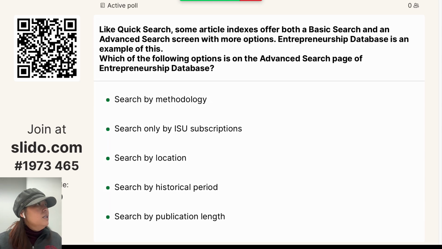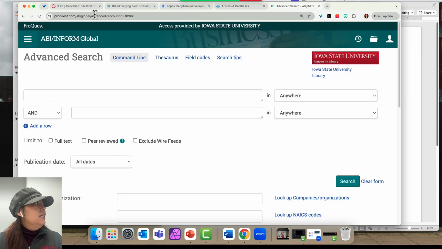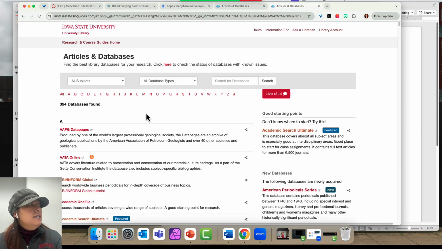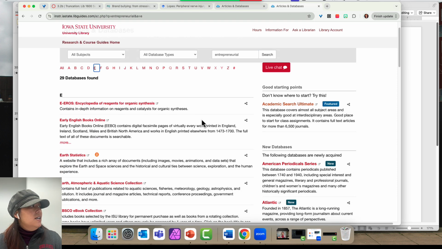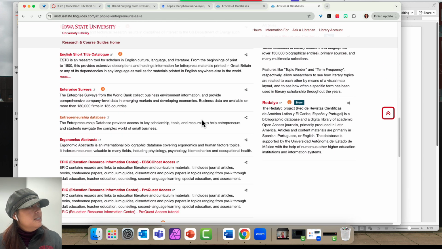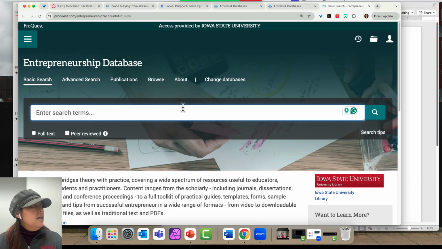Okay, so I'm going to click out of this. I'm going to go here. Remember how you get there. Library. Under here, your articles and databases. And then there's a couple ways you can get to this entrepreneurial database. You can type it in here, or you could go to the E's and you can scroll down and look for it this way. Okay, there's, like I said, several ways you can get to it. Entrepreneurship database. You're going to go here, and then it says go to the advanced search.